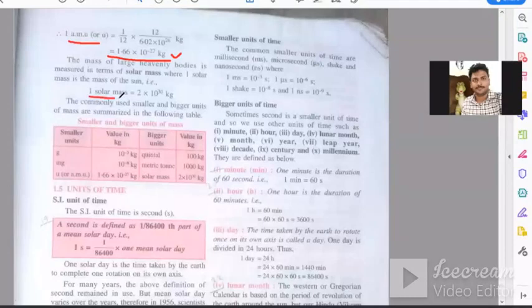Now, solar mass means the mass of sun. Remember this. Solar mass means mass of sun. Last year I asked what is solar mass. Some students have written that it is the mass of solar system. I know that the mass of solar system is quite near to the mass of sun, but you have to write mass of sun only. If you are writing mass of solar system, then your answer is wrong. Solar mass means it is mass of sun. And how much is the mass of sun? 2 into 10 raised to power 30 kg.